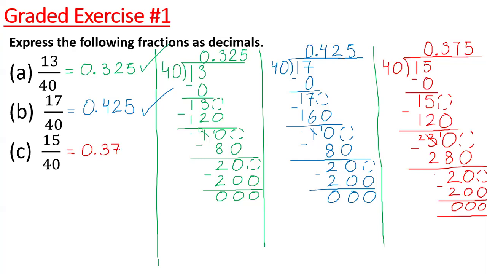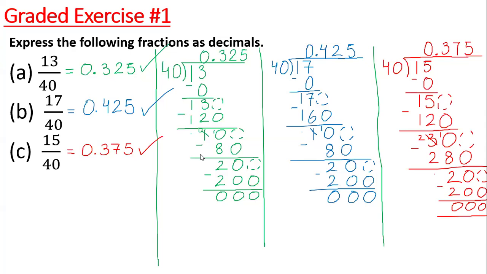0.375. Did anyone get all three right? I did. Excellent. Anyone get one wrong? I didn't do one of them. Empress? Amari? I used a calculator and got one wrong. I messed up on C. I know, I subtracted wrong.